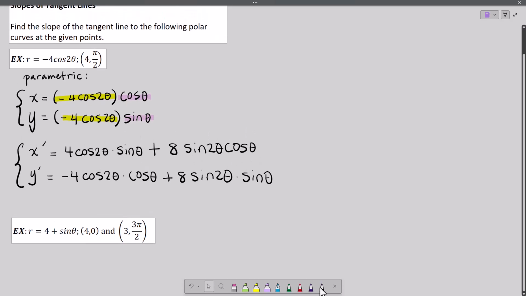So, this question doesn't ask for a simplified dy dx. It just says find the slope of the tangent at this given point. We can form dy dx and simplify it, but if it doesn't ask for it, you don't need to. Let's just do it in this case, but if the question really is only interested in the slope at that point, you don't need to simplify this, but we're going to do it this time just for good measure. So y prime over x prime.